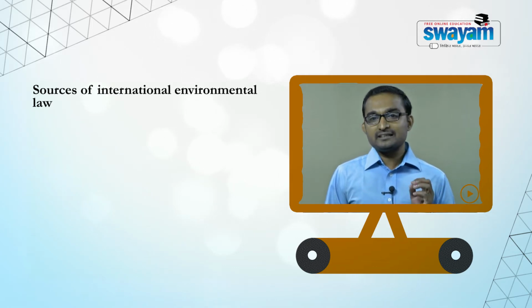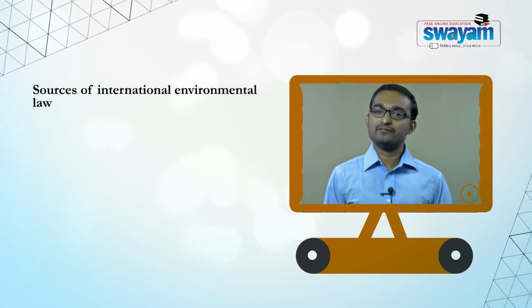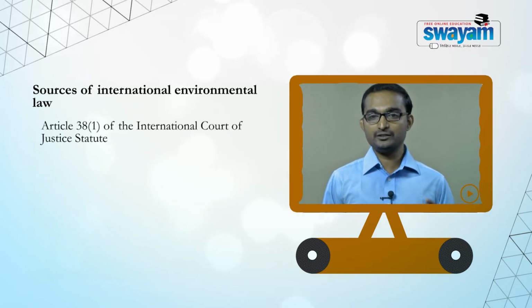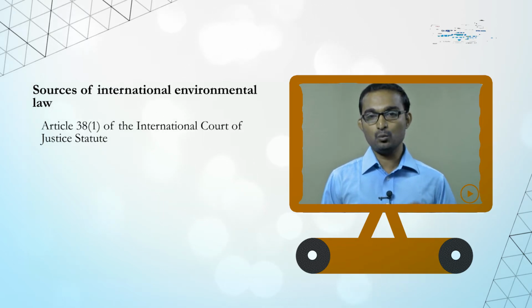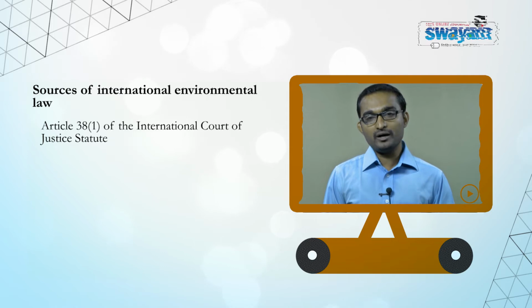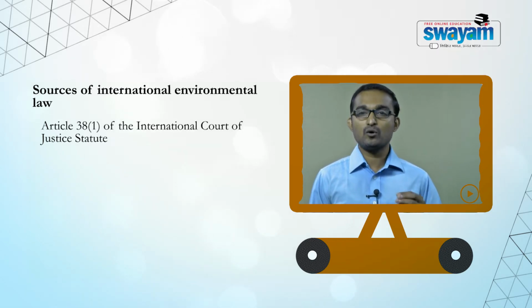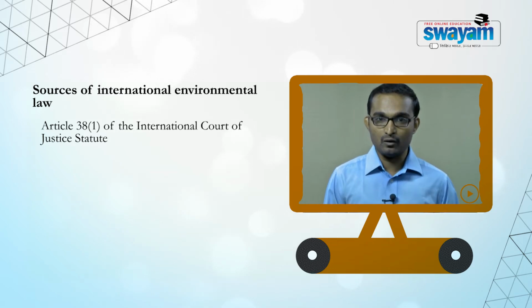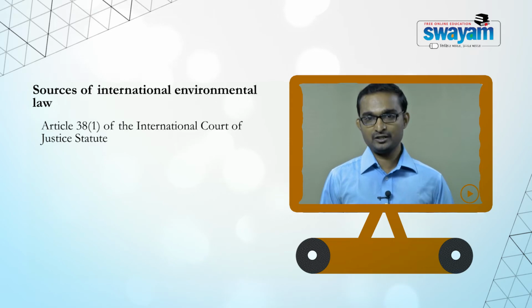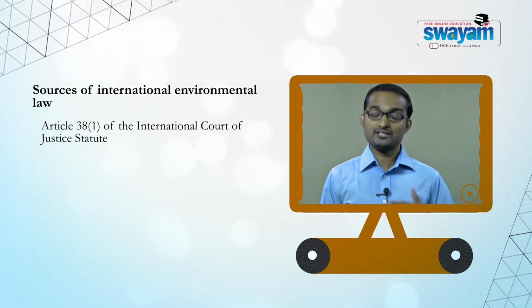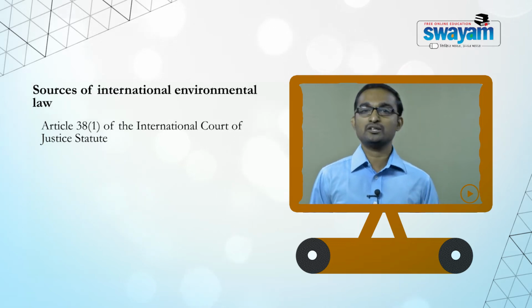So regarding the sources of international environmental law, we have an immediate reference to a provision in the Statute of the International Court of Justice, that is Article 38 Clause 1. Article 38(1) gives an indication of what kind of sources the International Court of Justice can rely on when the court has to decide a case, or when the court has to identify a law, where can the court look for sources.